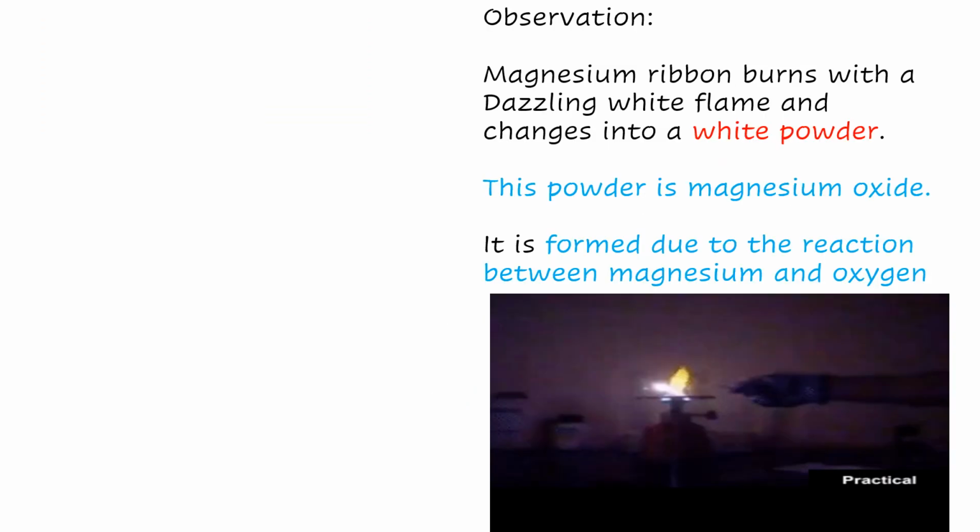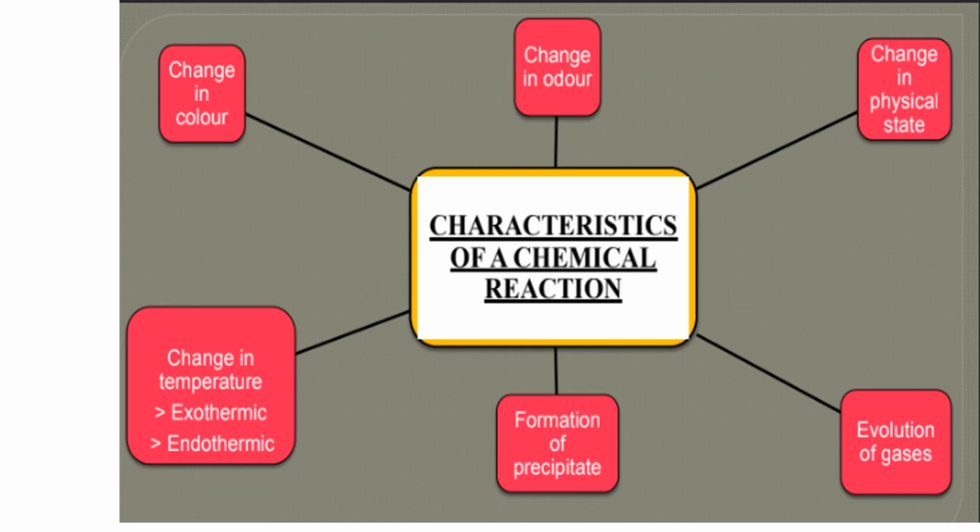The observation is the magnesium ribbon will burn with a dazzling white flame, and a white powder of magnesium oxide is formed. It forms due to reaction between magnesium and oxygen.